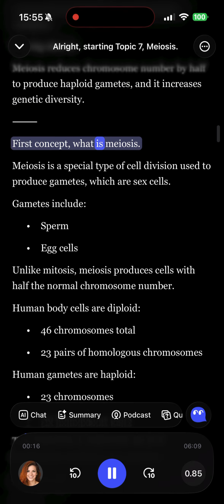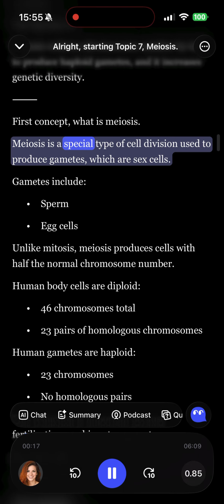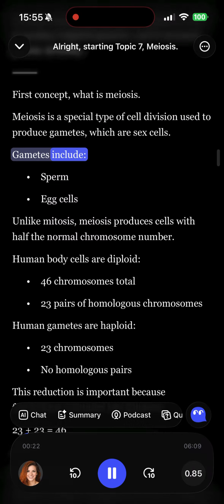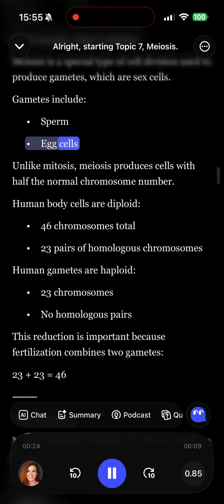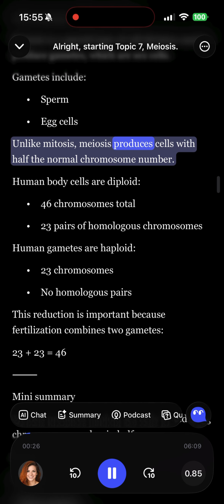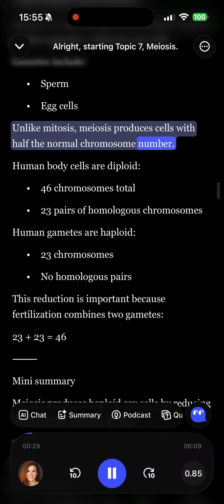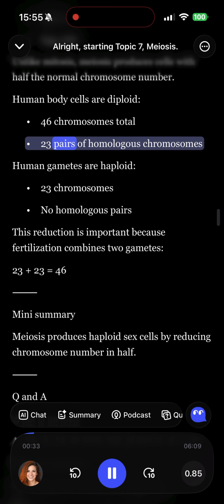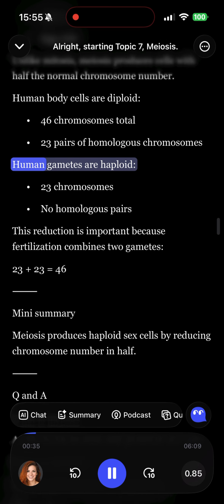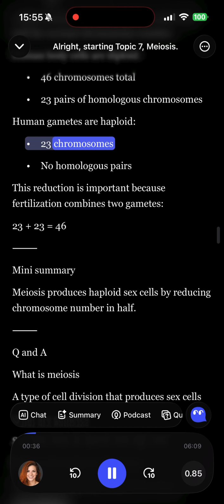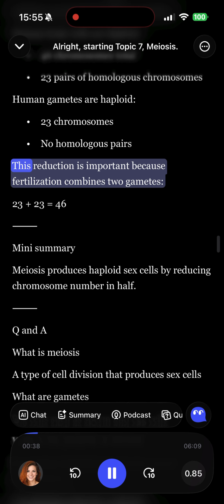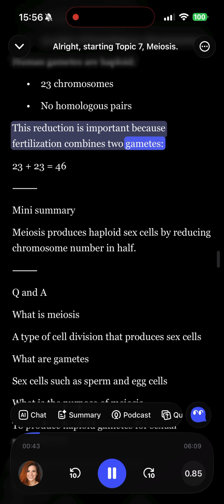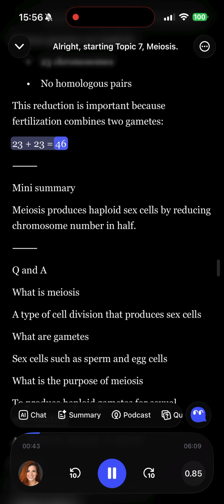First concept, what is meiosis? Meiosis is a special type of cell division used to produce gametes, which are sex cells. Gametes include sperm and egg cells. Unlike mitosis, meiosis produces cells with half the normal chromosome number. Human body cells are diploid, 46 chromosomes total, 23 pairs of homologous chromosomes. Human gametes are haploid, 23 chromosomes, no homologous pairs. This reduction is important because fertilization combines two gametes, 23 plus 23 equals 46.